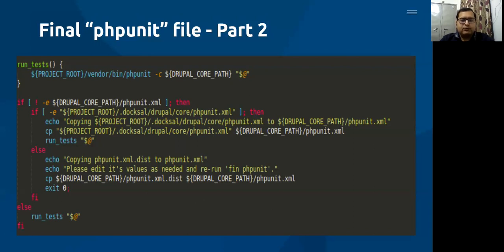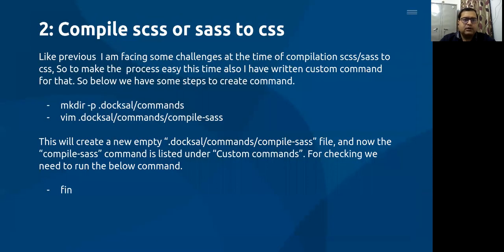Now I'm going to move on and discuss the second example: compile SCSS or SASS to CSS. So this is all about the compilation process. Now, like the previous one, I'm here to create a command directory. If it is available, then there is no need to create it. We need to create a file using Vim. The file name is compile-sass. If you can see, it is related to our process.